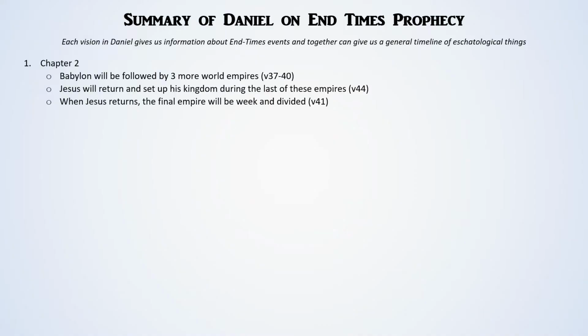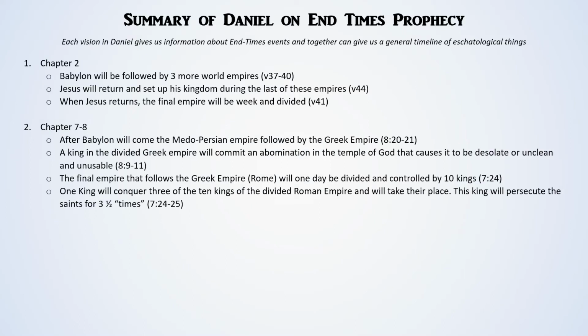Here's what we learned from Daniel 7 and 8. We learned that after Babylon there would come the Medo-Persian Empire, followed by the Greek Empire. This is in Daniel 8, verses 20 and 21. The ram which thou sawest having two horns are the kings of Media and Persia, and the goat is the king of Grecia, and the great horn between his eyes is the first king. Of course, that's speaking of Alexander the Great.